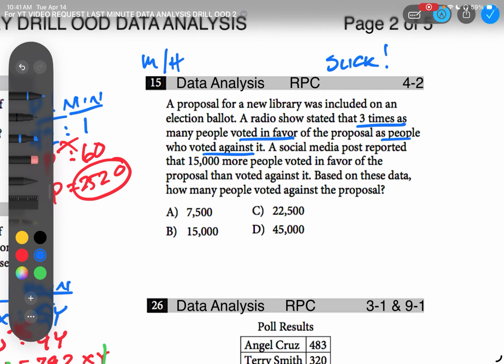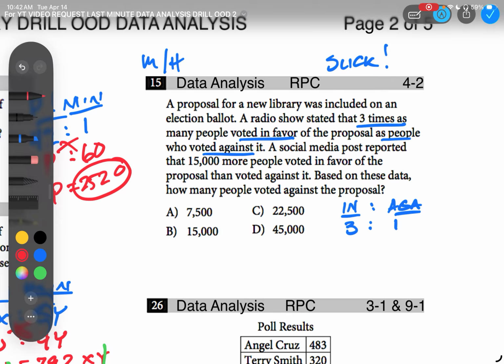Let's go with the label for in favor. I'm going to use IN for in favor. I'm going to use AGA for against. Now, they said 3 times as many people were in favor as against it. There you go. So 3-to-1 ratio. Very easy, but you have to listen carefully for this. All right, now we continue reading.